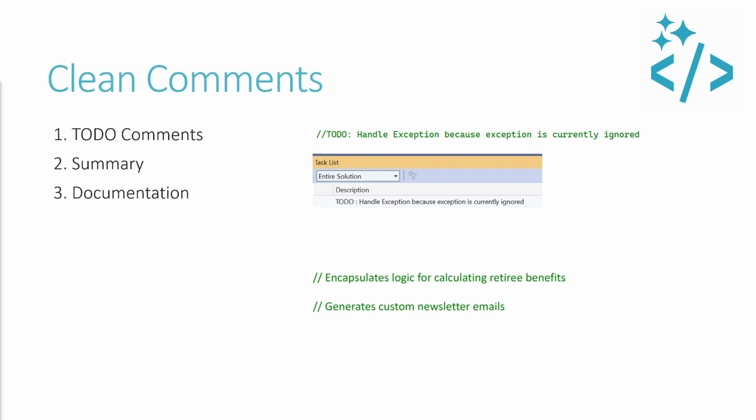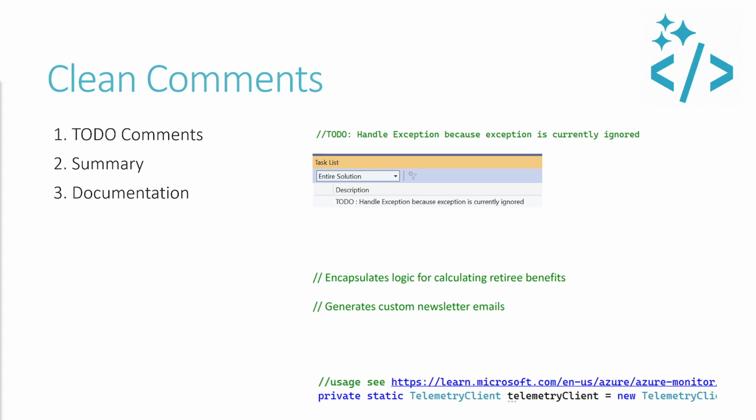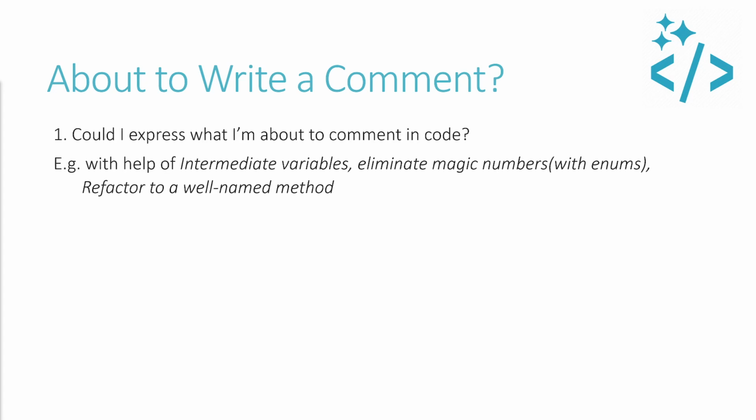And we have the documentation comments. They are useful when things can't be expressed in code, so we add a link or something like that. When you're about to write a comment, always think if you could express the same thing in code, with the help of intermediate variables, eliminating magic numbers with enums, or refactoring to a well-named method.